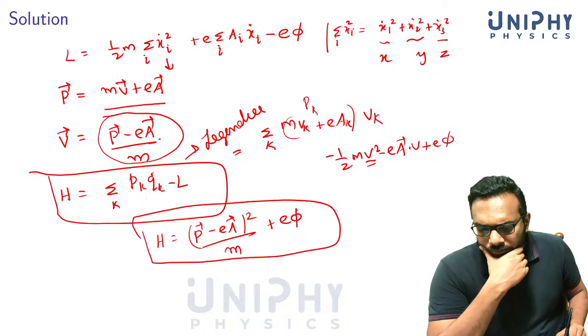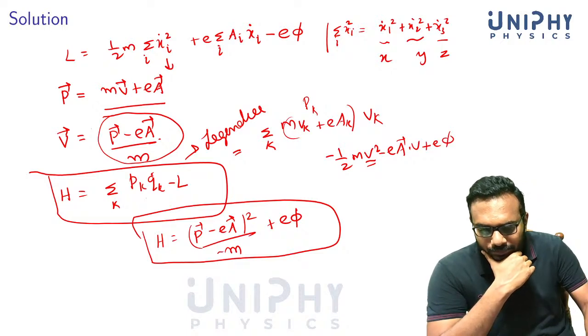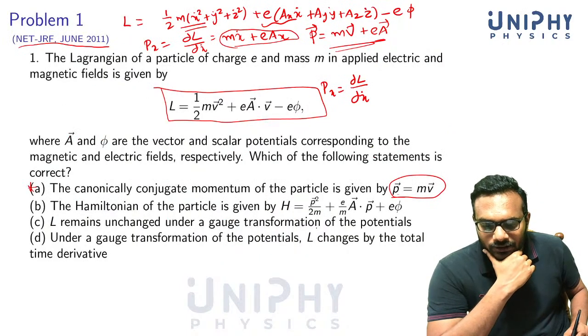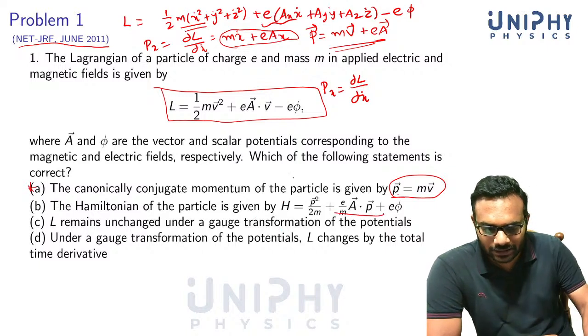Now maybe there was a 2 here. I have to check. But the thing is that the option is not this. This is not the correct answer. It's not p square by 2m plus this thing. No, there's another term here.